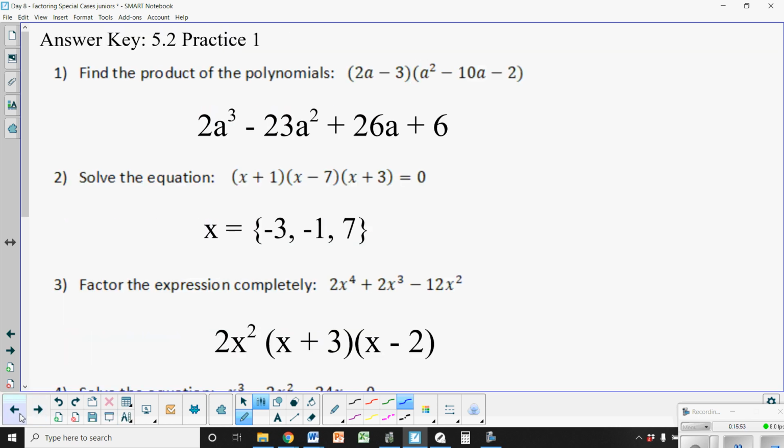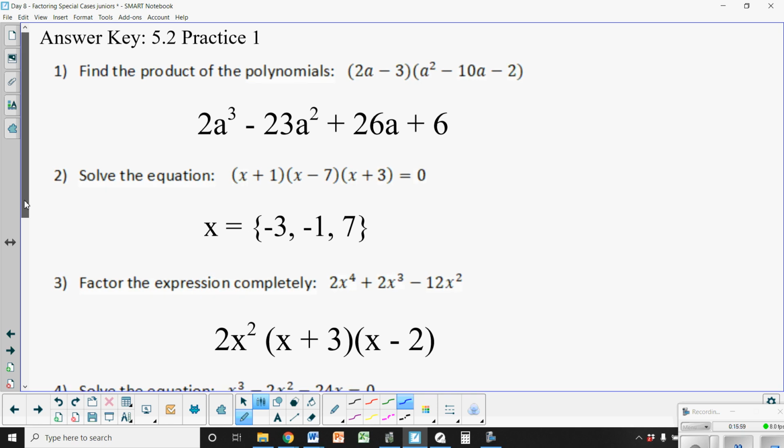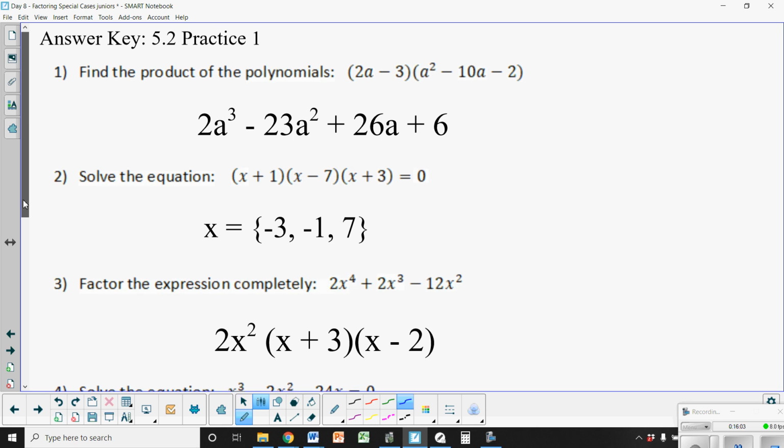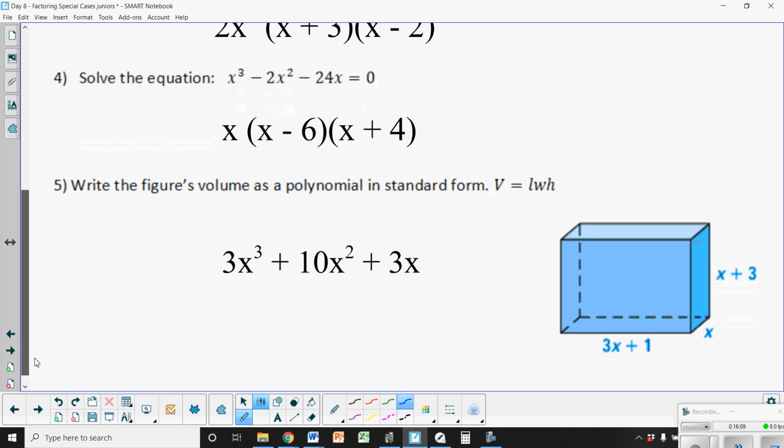Oops. So back to the answer key. So this was for practice 1. So this is your homework that was due yesterday. So you can see 1, 2, and 3. If you have questions on these, make sure you're seeking me out to get explanations. I have no problem doing that for you. You can either do email or on Google Classroom. And then here's 4 and 5.